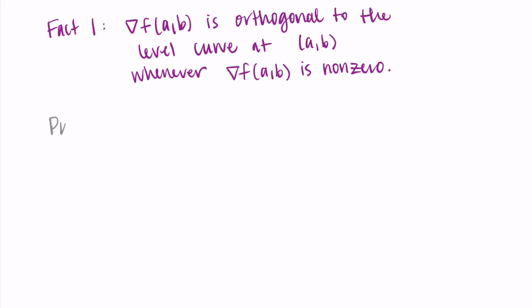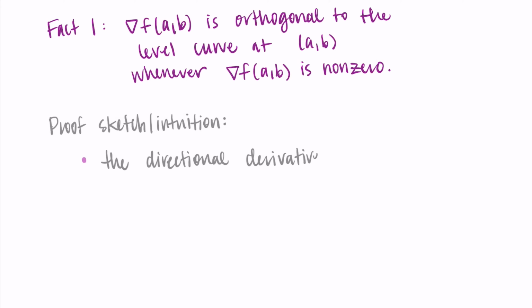Okay, so let's go through the proof sketch or some intuition for this first fact. And this fact is that the gradient vector is orthogonal to the level curve. So the first thing I'm going to use to help us walk through this argument is that the directional derivative, when we are going in a direction that is tangent to a level curve, is a value of 0. So you can imagine if we're on the tangent direction, we have a derivative of 0. This is similar to single variable calculus when the slope of the tangent line is 0. Here, if we're going in the direction tangent to a level curve, that's going to have a derivative of 0.